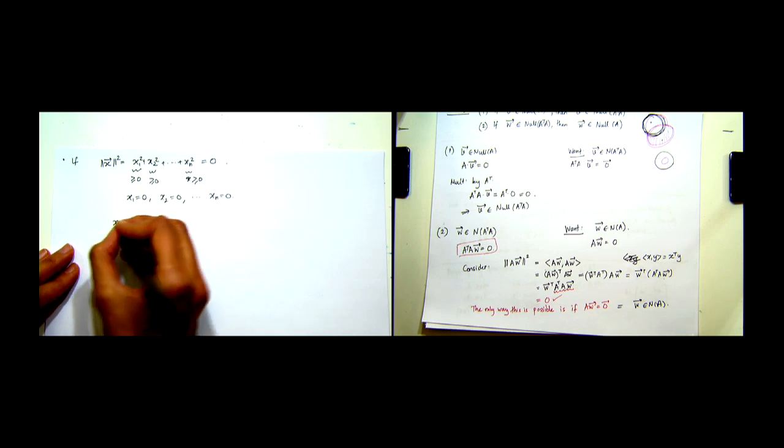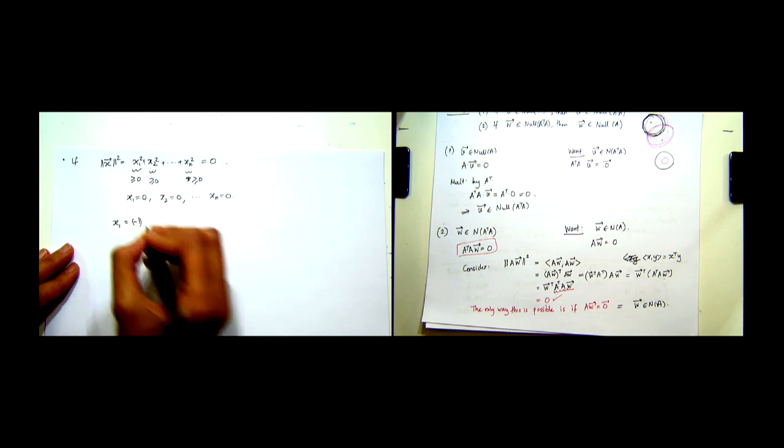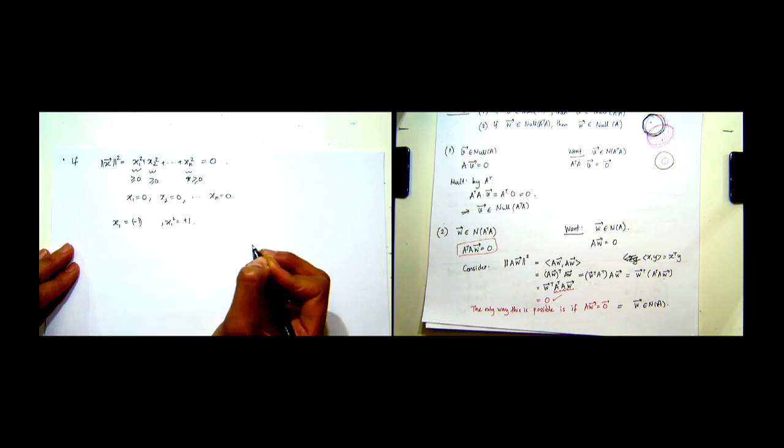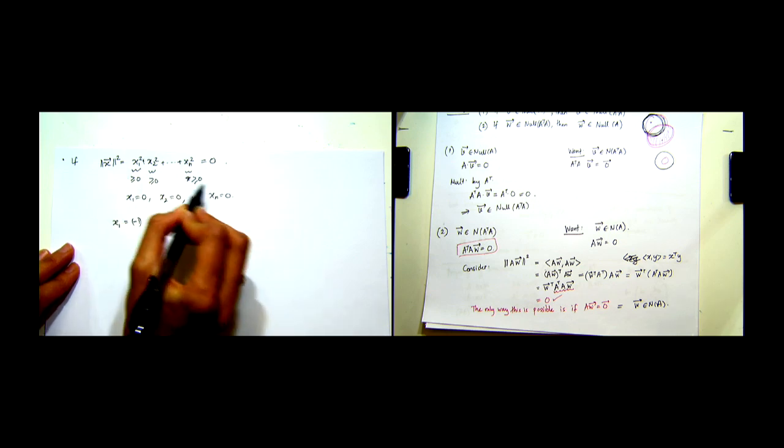Oh, why can't numbers be negative? Good question. So what if x1 was equal to minus 1? x1 squared is plus 1. Right? Because they're squares, they can never be less than 0. That's why they can't cancel each other out.